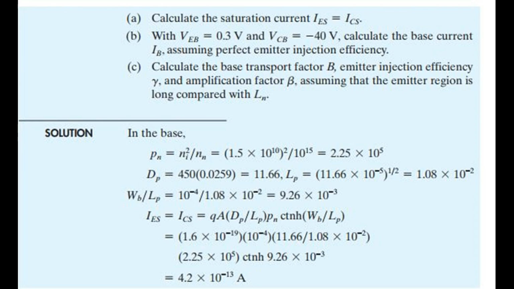A. Calculate the saturation current IES equal ICS. B. With VEB equal 0.3 volts and VCB equal -40 volts, calculate the base current IB, assuming perfect emitter injection efficiency. C. Calculate the base transport factor B, emitter injection efficiency G, and amplification factor B, assuming that the emitter region is long compared with Ln.